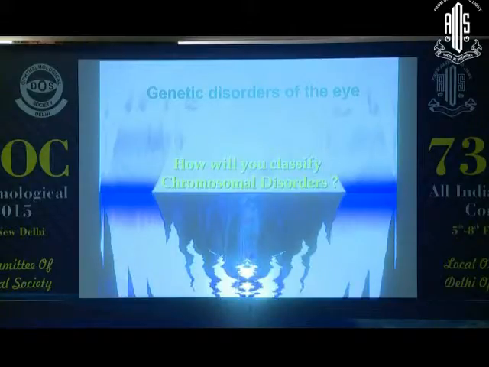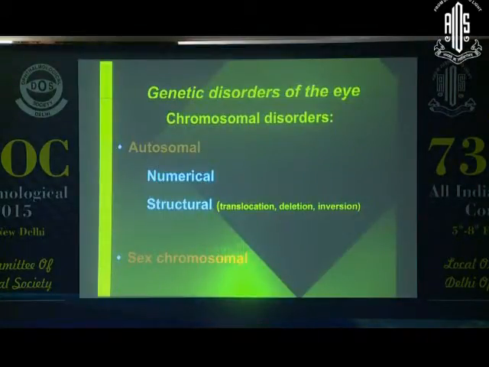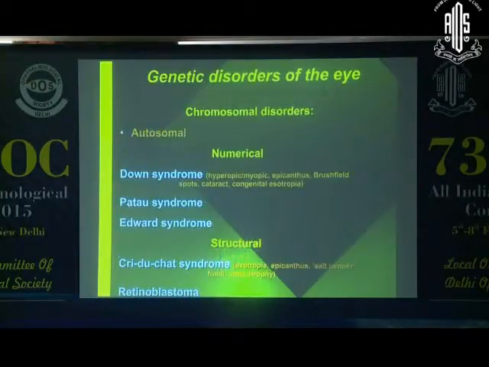So how do you classify chromosomal disorders? It can be in the autosomes, which are not sex chromosomes, or it can be in the sex chromosomes. You could have a numerical defect, or you can have a structural defect like retinoblastoma. So that's the classification of chromosomal disorders which are non-sex chromosome in nature. We saw Down syndrome, we saw retinoblastoma.